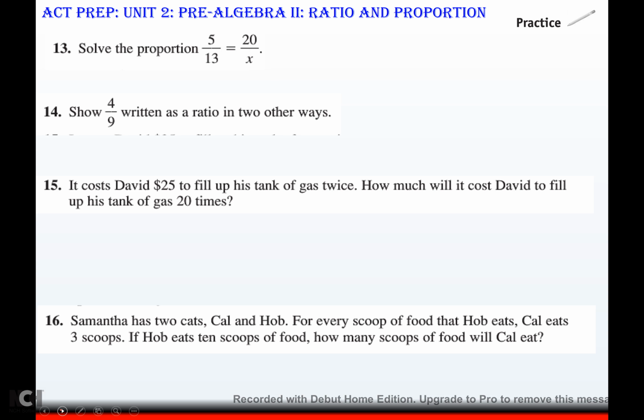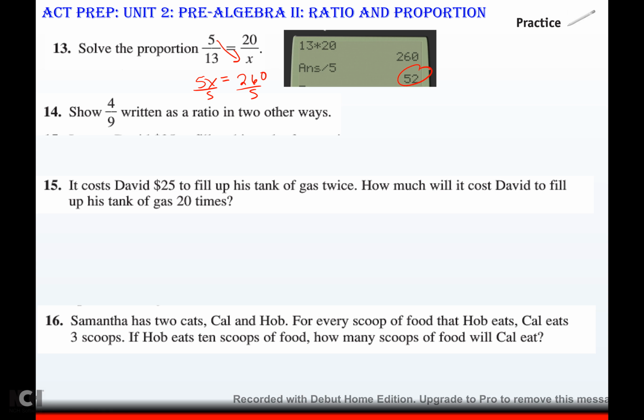Alright, solving another proportion. 5 over 13 equals 20 over x. Cross multiply, and that's going to be 5x equals 13 times 20 is 260. So divide by 5, and I get 52. Show 4/9 written as a ratio in two other ways. Well, this is the fraction one, so we can use the colon one, or we can use the word one.